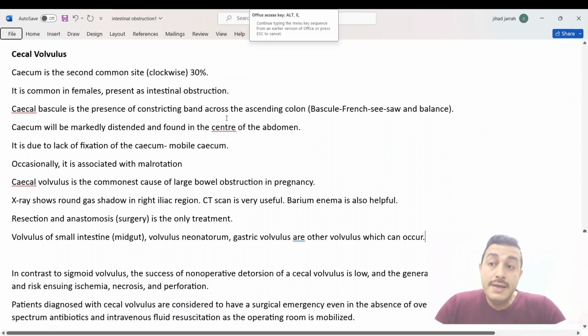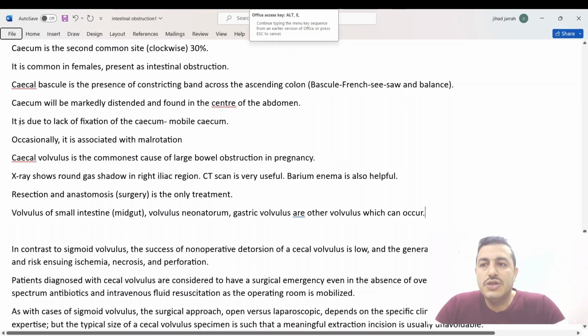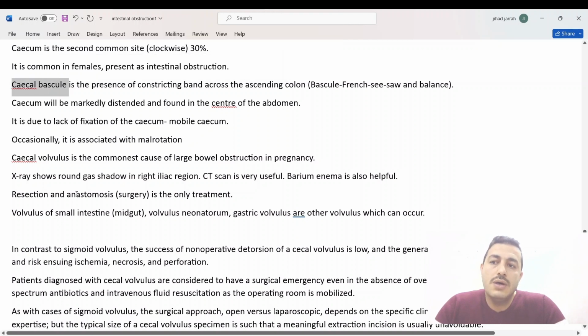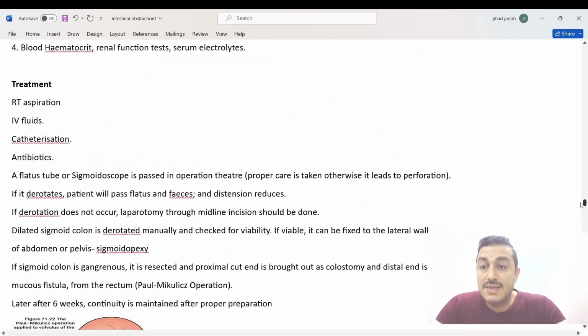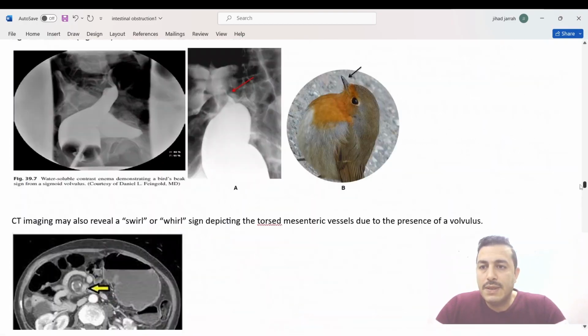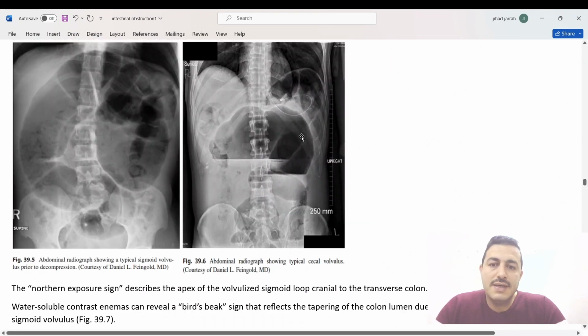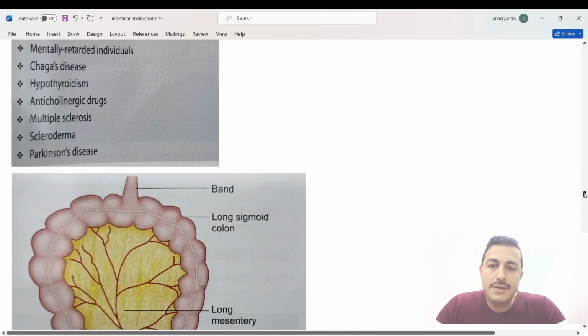As we said, the cecum is the second most common site, about 30%. It's more common in the young, more common in females, and presents as intestinal obstruction. We discussed the issue termed cecal bascule, and we said the treatment is like volvulus. You can remember the classic X-ray seen in cecal volvulus. Here it is. This is the cecal volvulus.